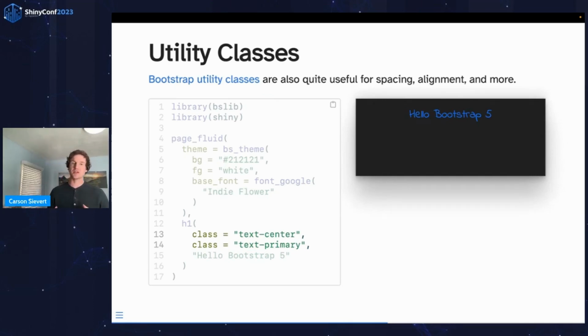But if you want to get more targeted with your theming, where you want, say, certain headers or certain components to be styled a little bit differently than others, or handle spacing between components and this sort of thing, it can be really helpful to be aware of Bootstrap utility classes. So here I'm adding a class of text center and text primary to this header, so that I get this title centered and a different color for the text.